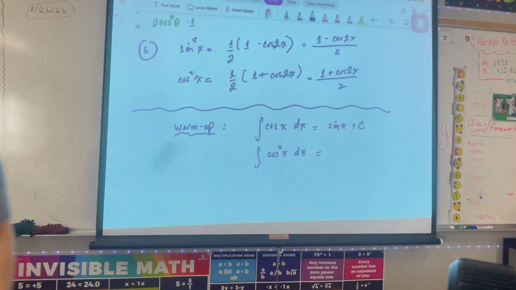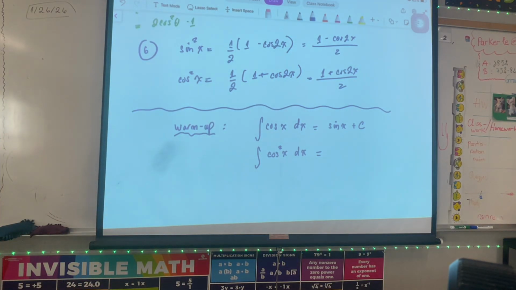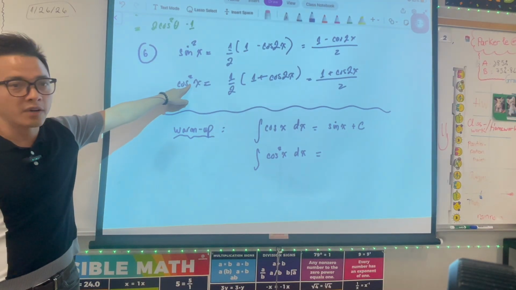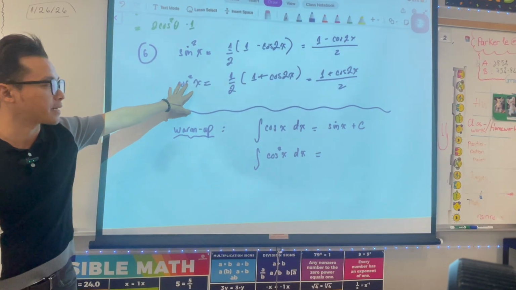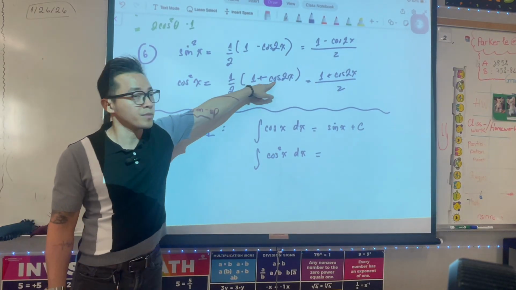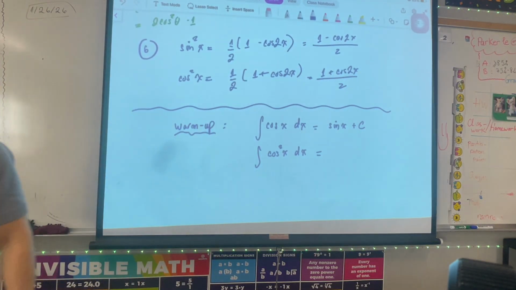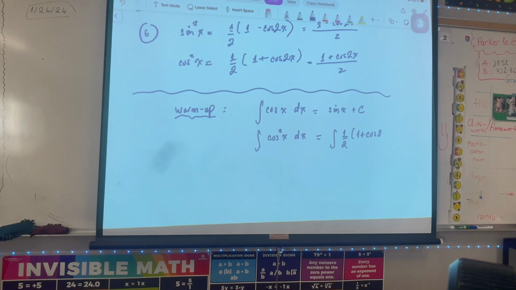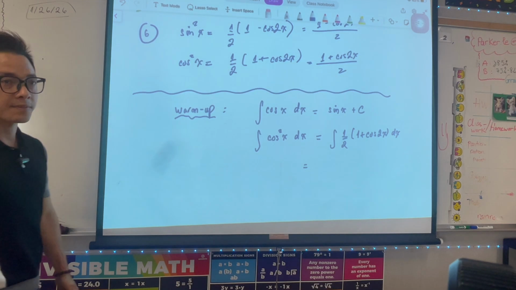We use the formula. That's why the formula is right there, right? Cosine square, right here. Why is the formula going to be helpful? Because you don't bring down the power, right? Square becomes no square. So that's what you can do. So this is the integral of 1/2 times 1 plus cosine of 2x dx. What next?